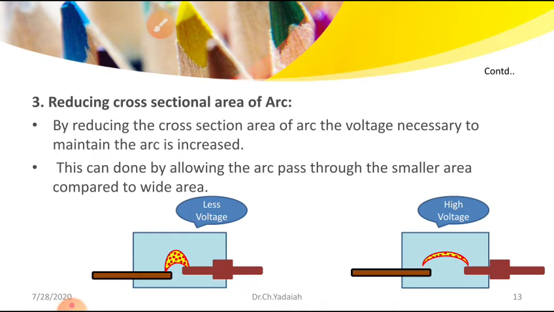By using the shooters, the arc is allowed only smaller areas compared to a wide area. So it becomes a smaller area, and automatically the cross-sectional area of the arc reduces. If the arc's cross section reduces, a large voltage is required to maintain the arc. The voltage may not be available to maintain it, so automatically the arc will quench. This is another idea. After that, the next method is the splitting of the arc.